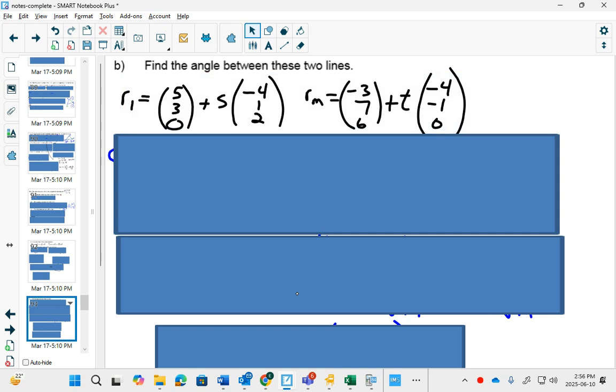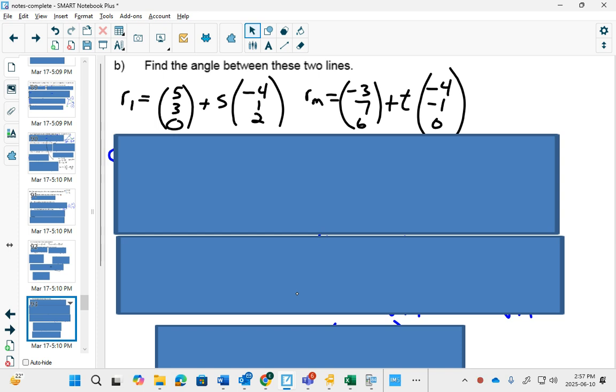Okay? Here's our 2 equations of lines. We already determined that they intersected. If they didn't intersect, there's no angle between them, because they never intersect. So first of all, in order to find the angle between them, the 2 have to intersect to begin with. Once we've determined, which we did, that they do intersect, if you want to find the angle in between them, that's where we're going to use our dot product.